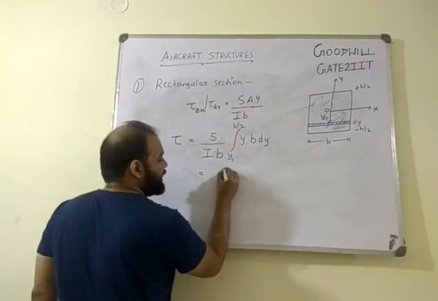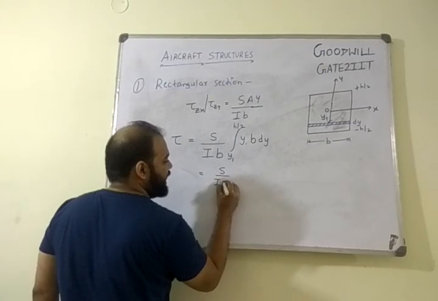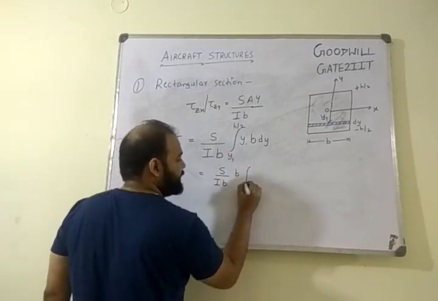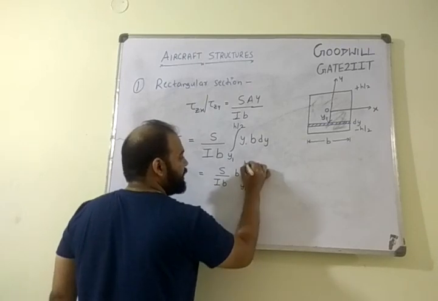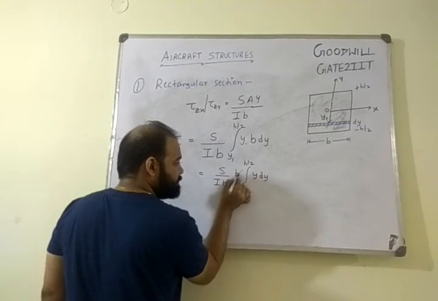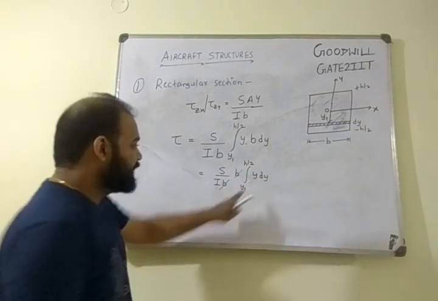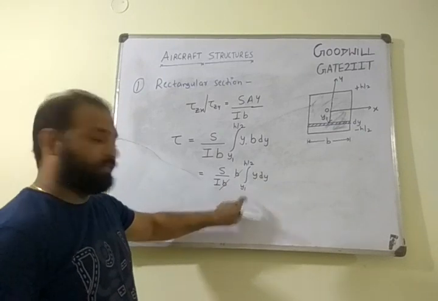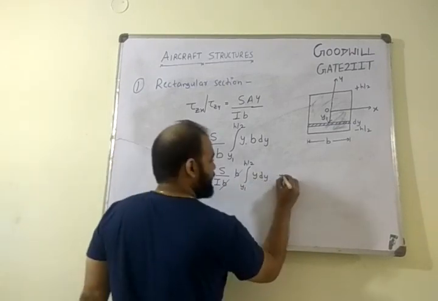So what I'll do is S divided by I into B. From this integration I'll pull B outside. Integration y1 to h by 2, and we have y dy. So this B and this B got cancelled out. When you integrate y, it becomes y square by 2, and I'll substitute the limits. So I'm skipping those steps and I'll write it.